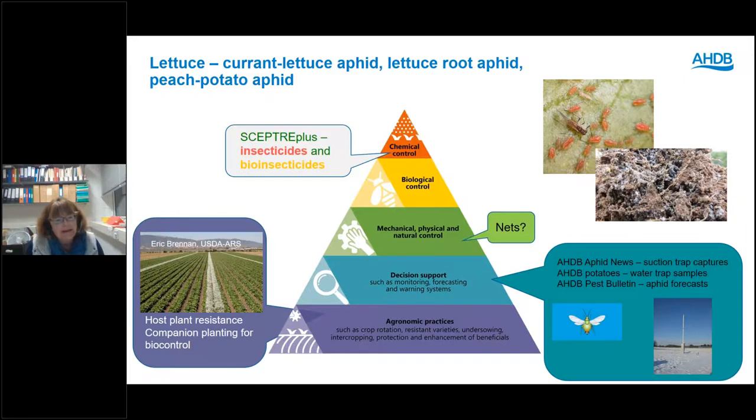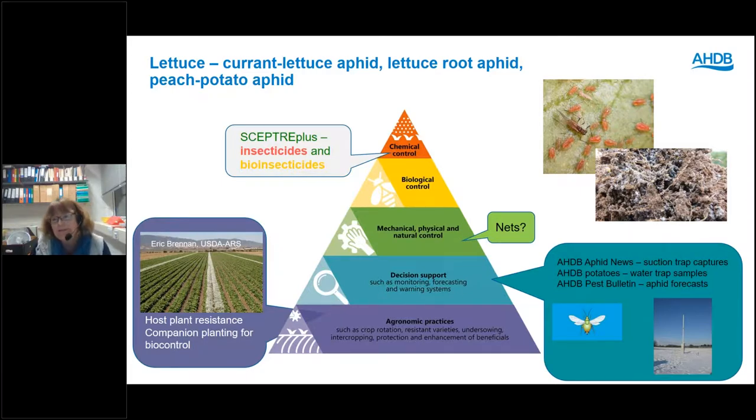And yesterday, at the aphid event, we discussed a variety of agronomic practices. And for lettuce, we talked about some work in California on companion planting for control of aphids in organic lettuce. In this instance, they use sweet alyssum to attract hoverflies, which then lay their eggs on lettuce plants with aphids. And I also talked about host plant resistance.